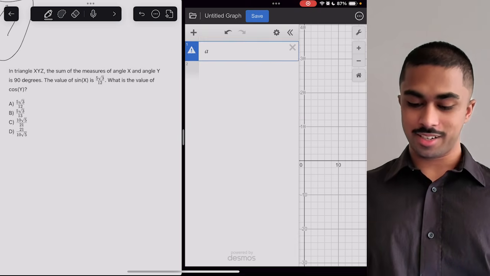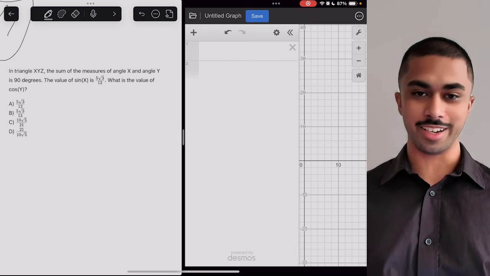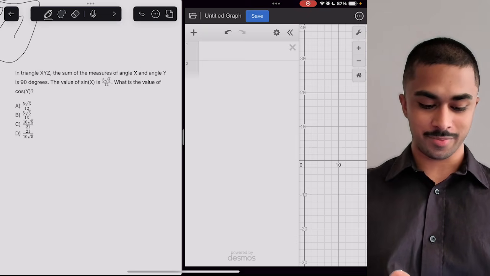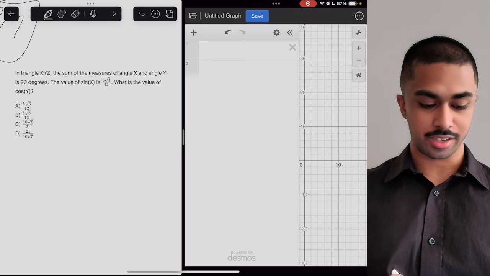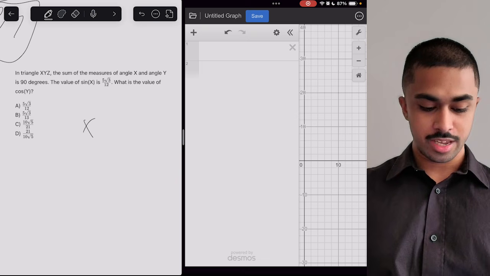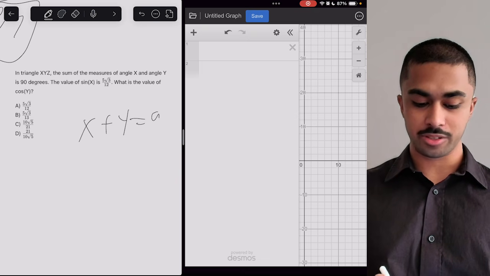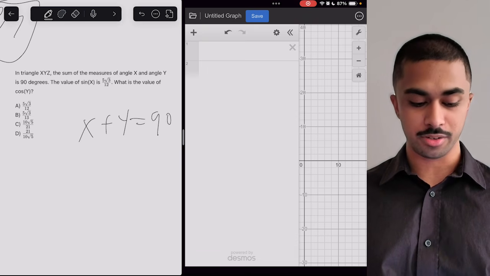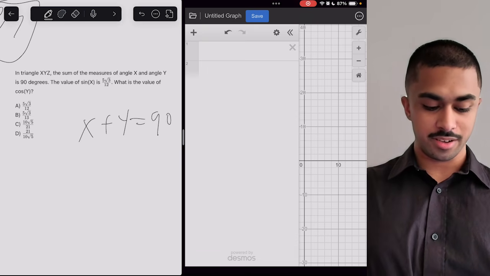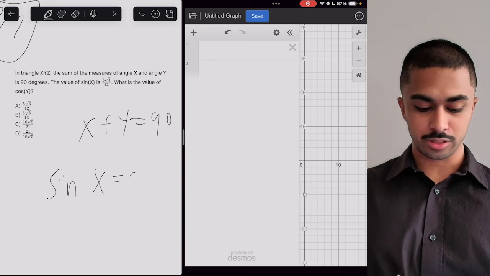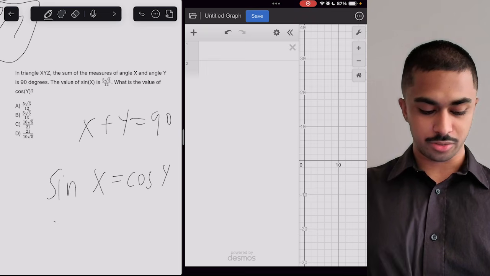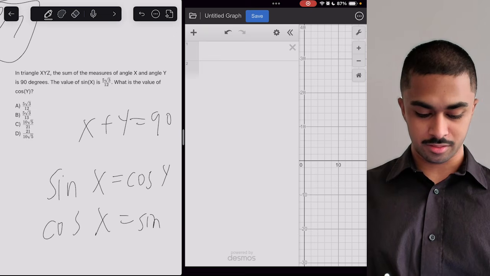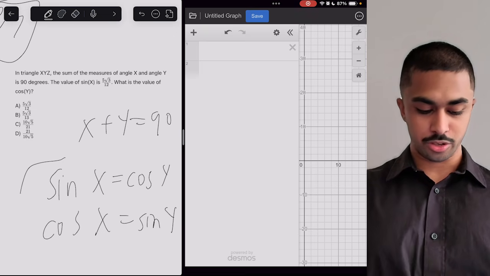All right, I placed this problem strategically after the last one because it's the same exact thing here, except the opposite. If you ever see A plus B equals 90 or X plus Y equals 90 or two angles that are complementary, that means that the sine of the first angle equals the cosine of the second. And also the cosine of the first angle is equal to the sine of the second. So these two are true.